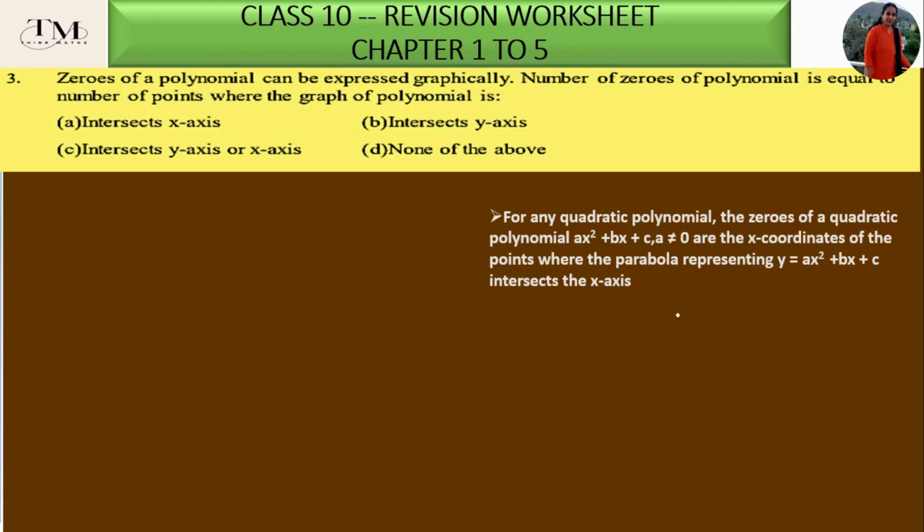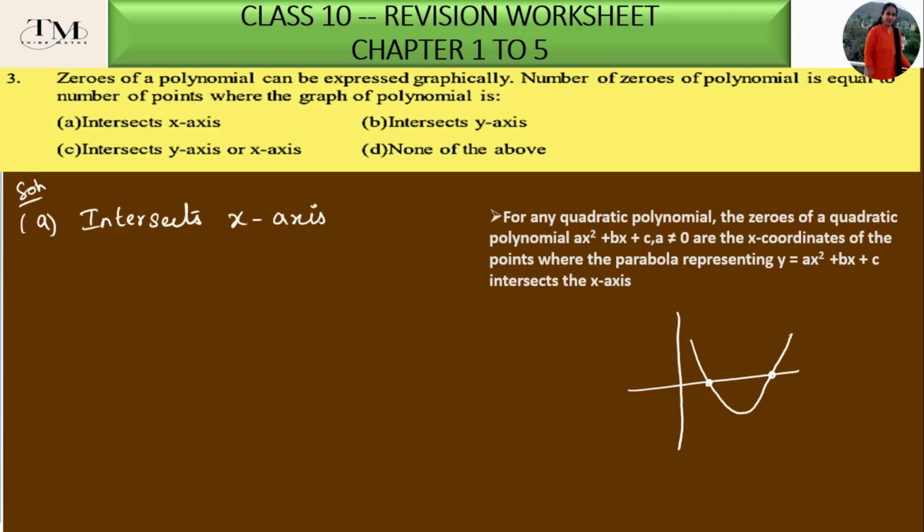So we all remember this picture. So if it is a parabola in this form, so these two are the zeros of the polynomial. So that is number of zeros that intersects x-axis. Which option? Option A. So the solution is option A, intersects x-axis. Okay, children? I hope you can understand this question. So moving on to the fourth one.